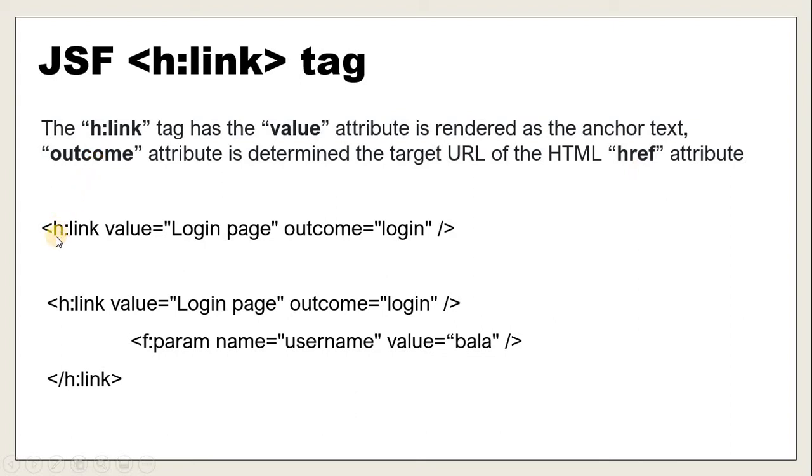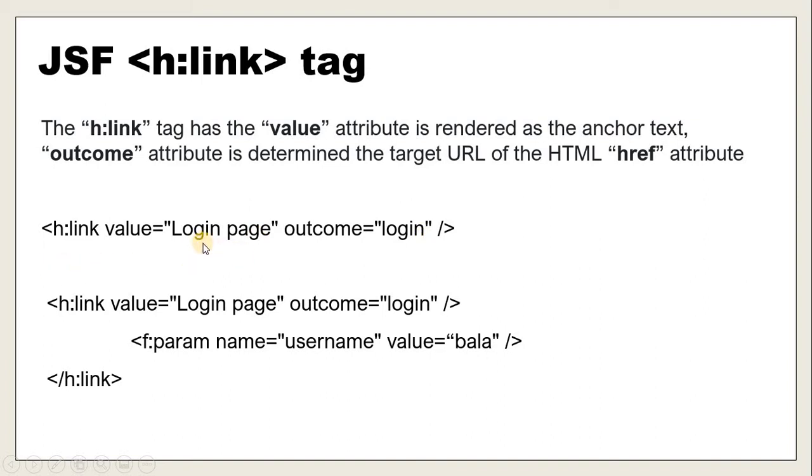Now see the syntax. h:link, we have value. You know that this is the anchor text, and outcome is the targeted URL, the URL where we connect. So login is one of the pages in the project. Either you can give only login, or we can say login.xhtml. You need not give .xhtml, it will understand. Okay, this is the first syntax.